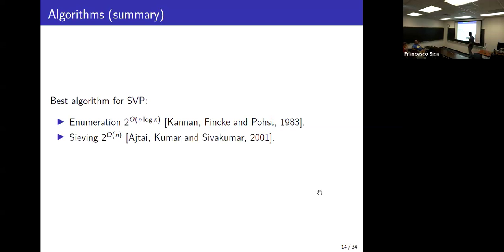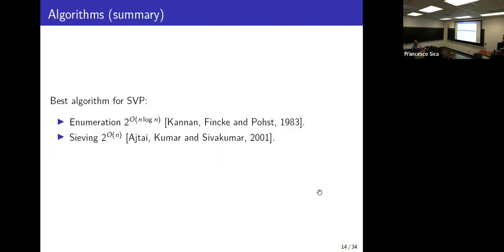And there's also another class of algorithm, which is called sieving, which takes 2 to the big O n, which is single exponential. It's clear that the sieving algorithm is faster than the enumeration, right? Because there's no log n factor. But the difference is that enumeration only uses polynomial space, whereas sieving also uses exponential space. So it also uses 2 to the big O n space.